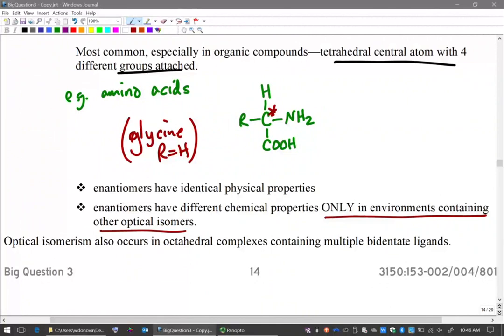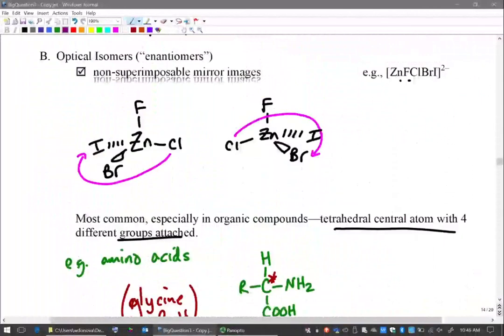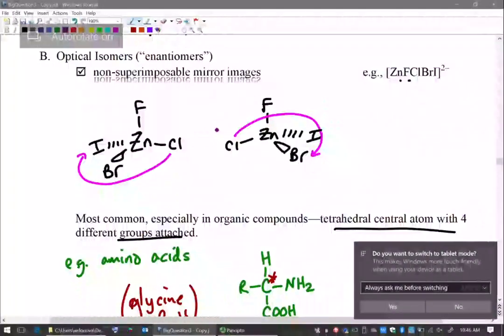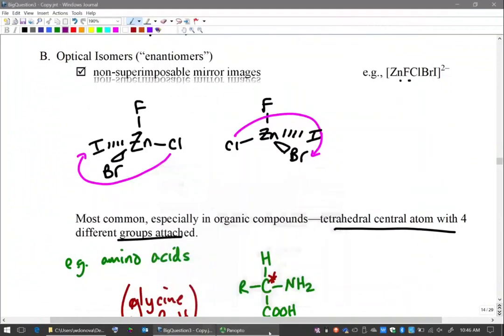All right, so optical isomerism was the last one we talked about. It's the hardest to spot probably because the structures are very, very similar looking. When you draw them, it's really very tough to see the difference between the two. The optical isomers are also called enantiomers. Enantiomers is another word for optical isomers. Again, they're non-superimposable mirror images.